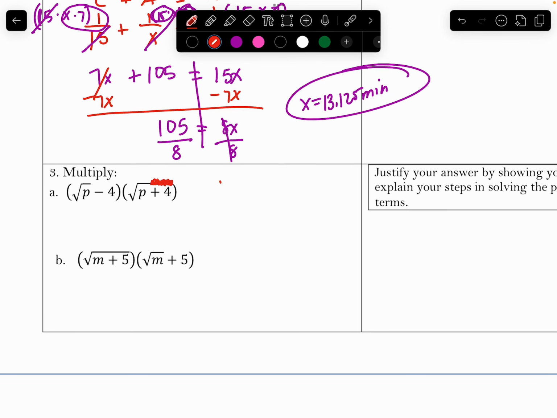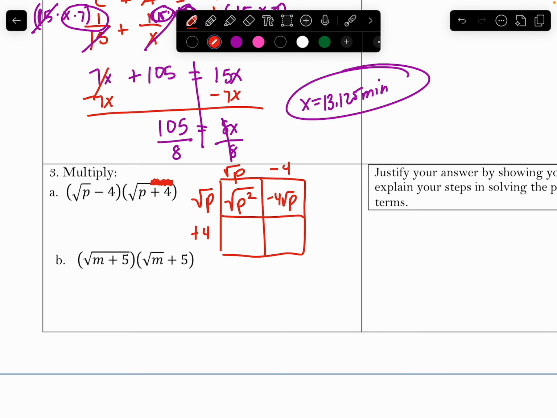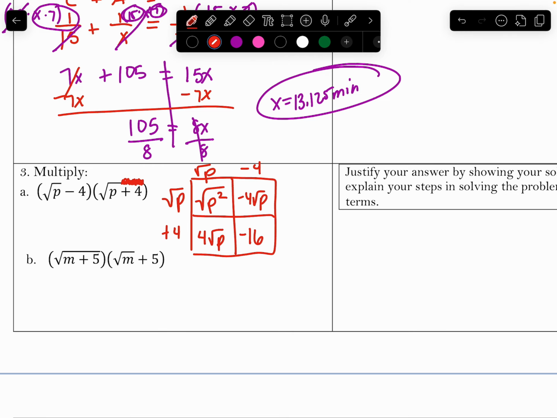Just do the box. Square root of p minus 4, square root of p plus 4. This is going to be square root of p squared, right? There are 2 p's. And then negative 4 square root of p, 4 square root of p, negative 16. If you already notice, this is a negative and this is a positive, so they cancel out. I'm going to write it out: square root of p squared minus 16. The index is 2 and the exponent is 2, so they both cancel out. Therefore, my answer for this one is p minus 16.